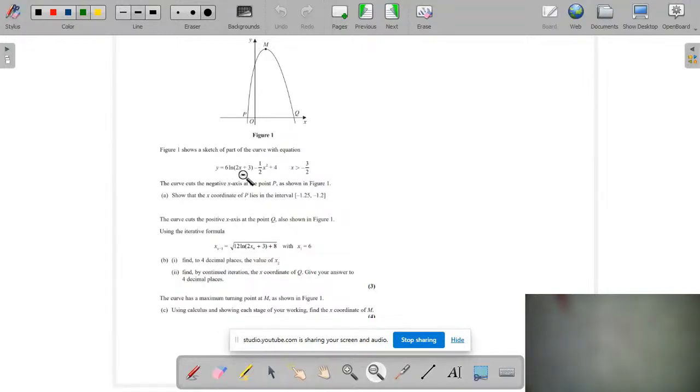Then if we look at the equation of the graph, they have given us y equals 6 ln(2x plus 3) minus half x squared plus 4, x is greater than minus 3 over 2. The curve cuts the negative x-axis at the point P. I'll zoom in.